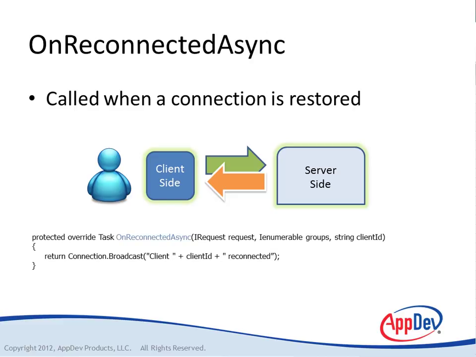So here's an example of the overriding of the task for onReconnectedAsync that we're doing. As you can see, we are requesting the request, any groups that the connection may be a part of, and the actual client ID that is just a string for this particular connection. And simply we're returning a connection.Broadcast message that goes out to everybody that has a connection to the web application saying client with the client ID has reconnected. So let's look into Visual Studio and see how this is done.